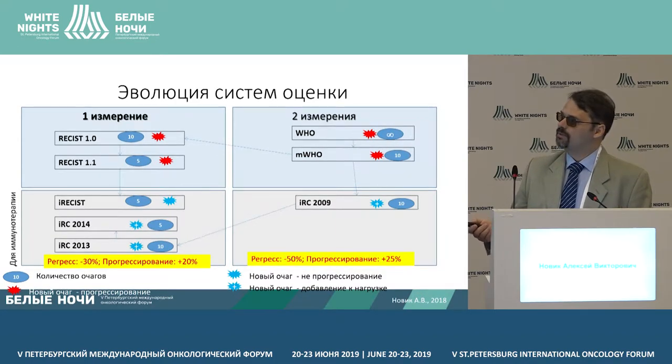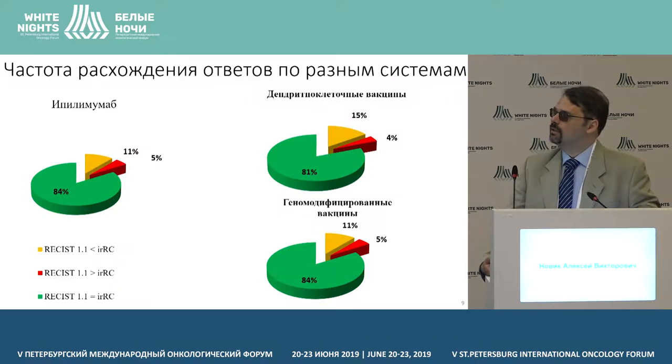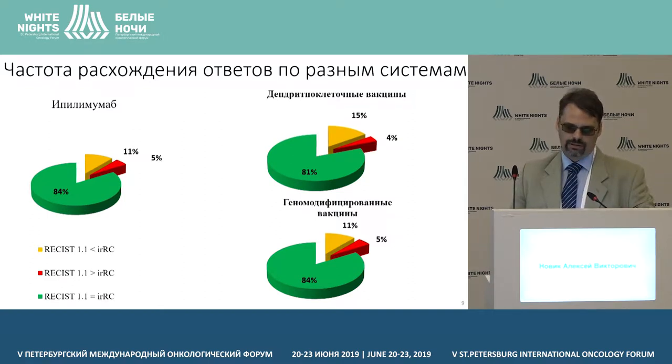And the RECIST system and the IRC RECIST system also got modified, and the new foci weren't taken into consideration. The IRC system, which was in fact a derivative of the WHO system, measured and accrued new lesions. That's how we studied the frequency of this event by various systems. Oftentimes the results coincided. Sometimes they didn't.